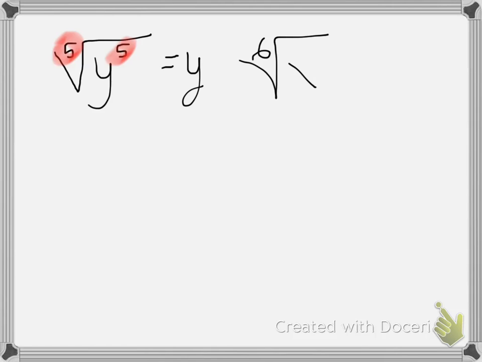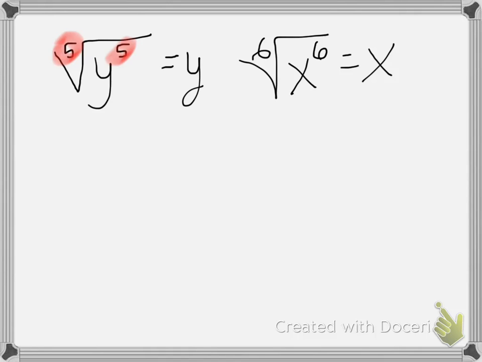How about the 5th root of y to the 5th? Well, we learned that if the index and the exponent are the same, then I have the answer. It must be y. Just like the 6th root of x to the 6th is x.